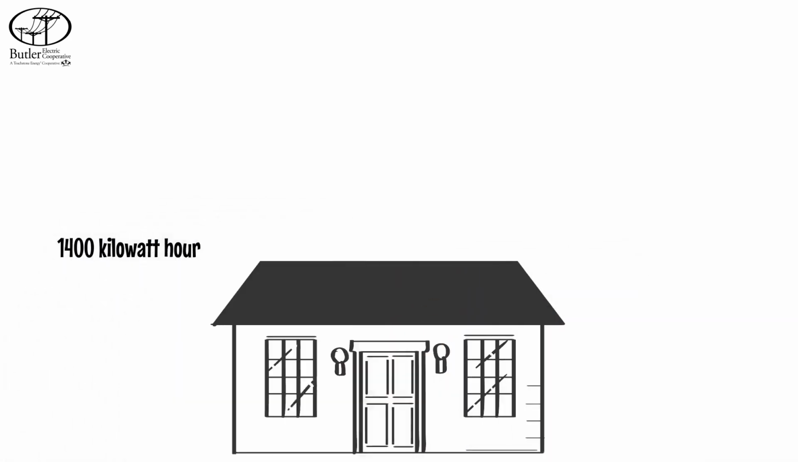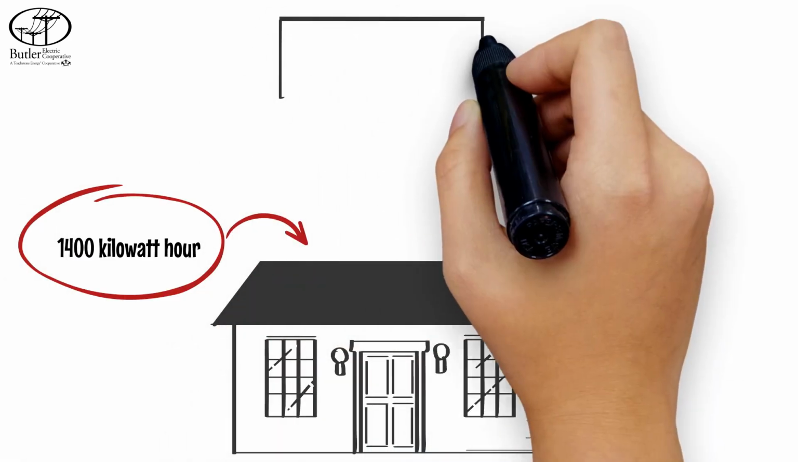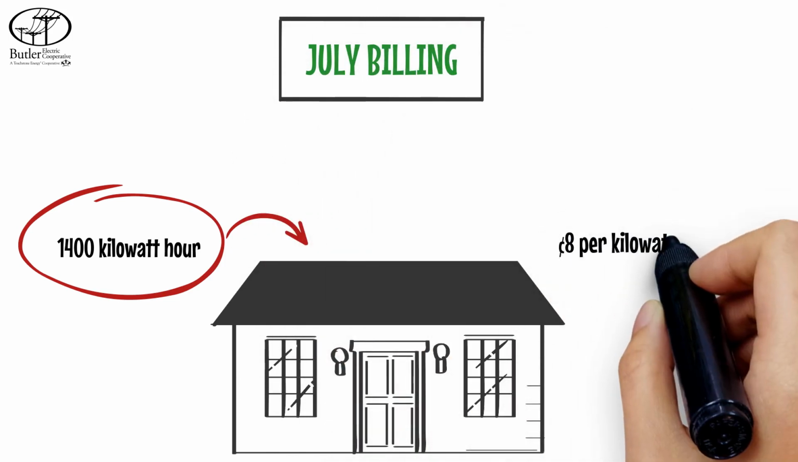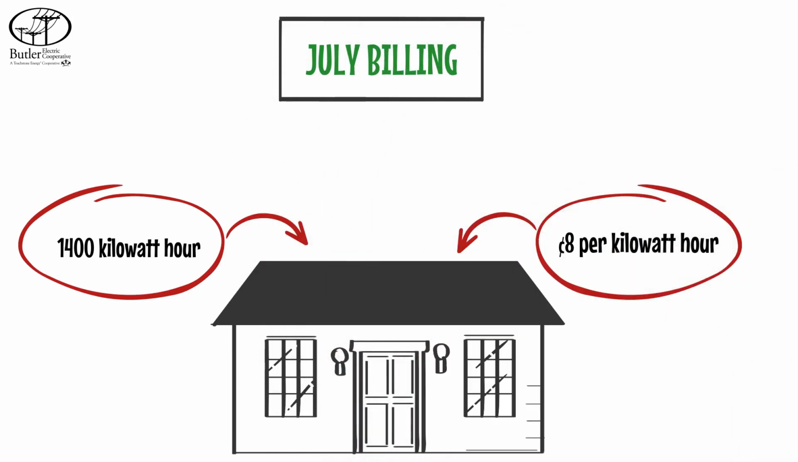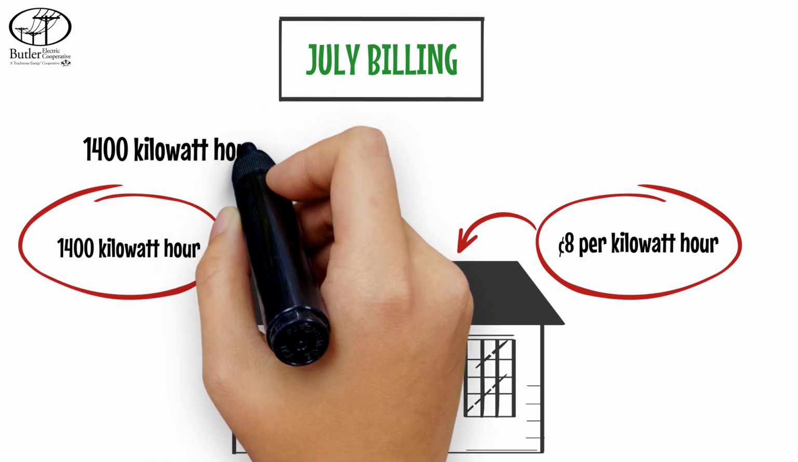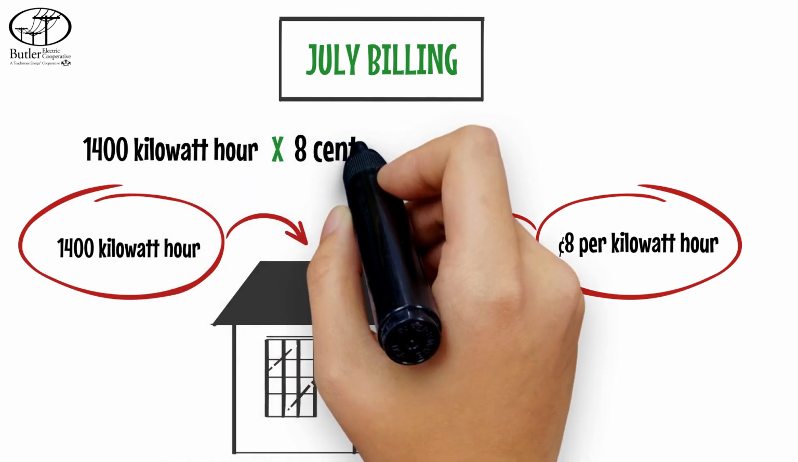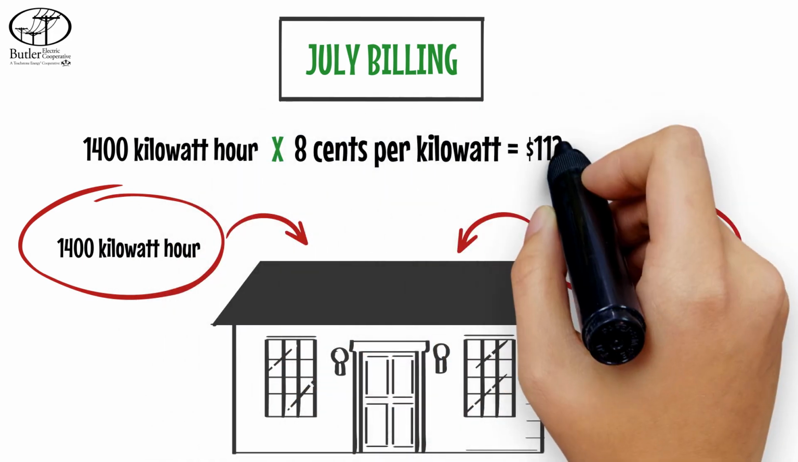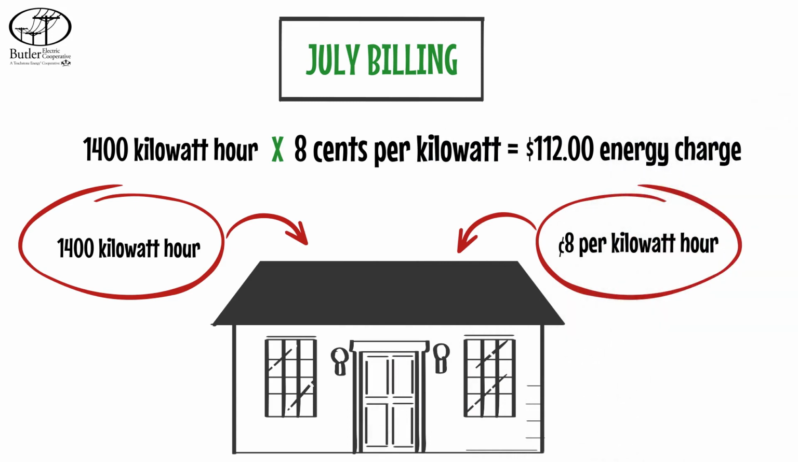If your home uses 1,400 kilowatt hours in the July billing cycle at a rate of 8 cents per kilowatt hour, your kilowatt hour charge would be 1,400 kilowatt hours times 8 cents per kilowatt hour equals $112 energy charge. Demand charge is calculated differently.